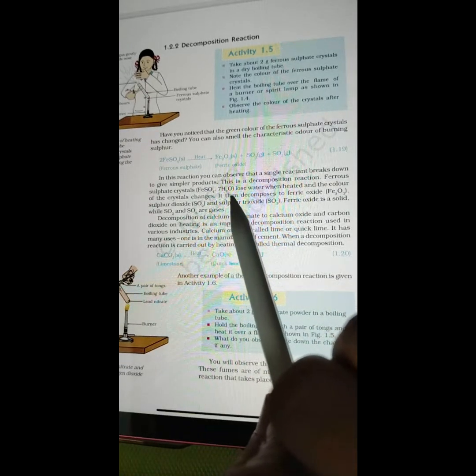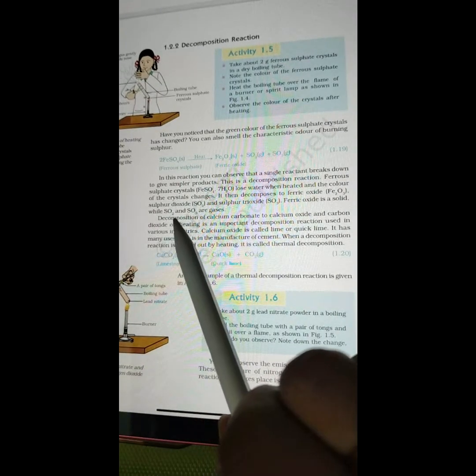Ferrous sulfate crystals, FeSO4.7H2O, lose water when heated and the color of the crystal changes. It then decomposes to ferric oxide, Fe2O3, sulfur dioxide, SO2, and sulfur trioxide, SO3. Ferric oxide is a solid while SO2 and SO3 are gases.